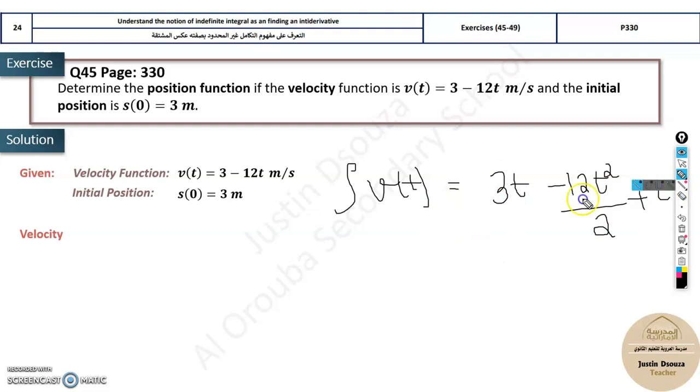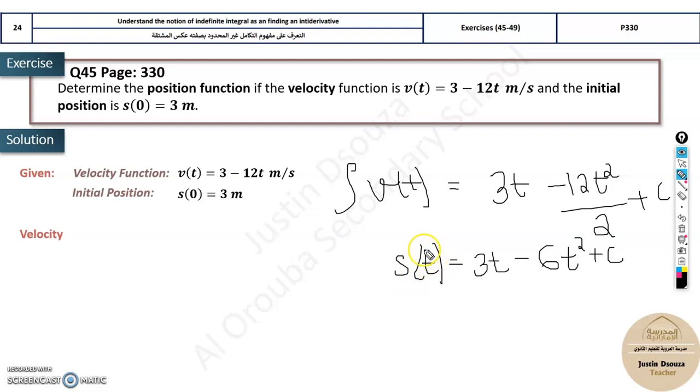Don't forget the c, it is very important. Now I'll just simplify this and write it as 3t minus 6, sorry, not 12, minus 6t square plus c, and this is basically the position function s of t.